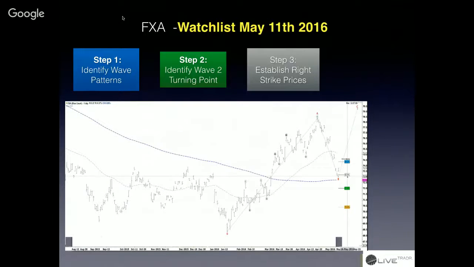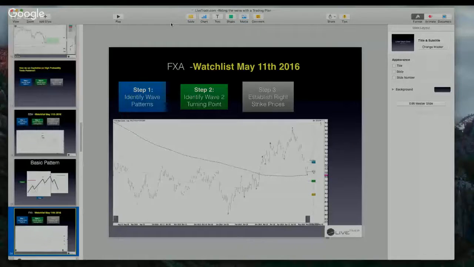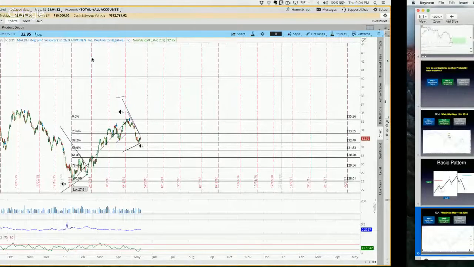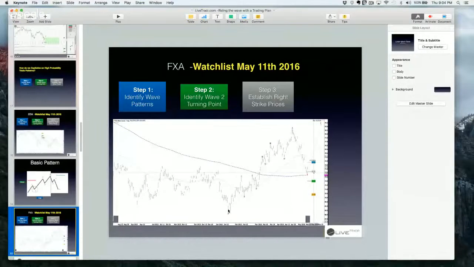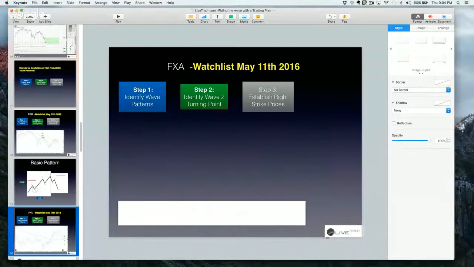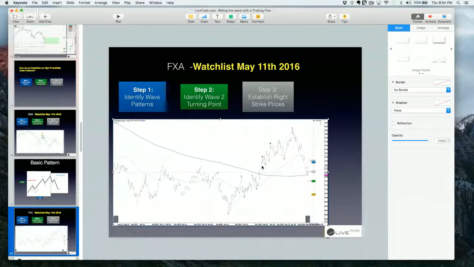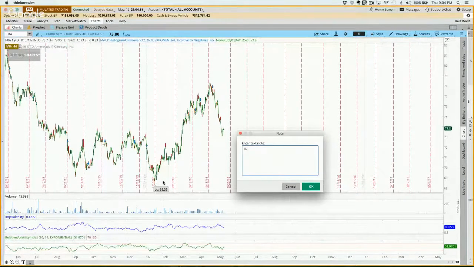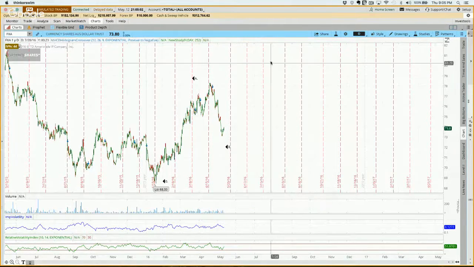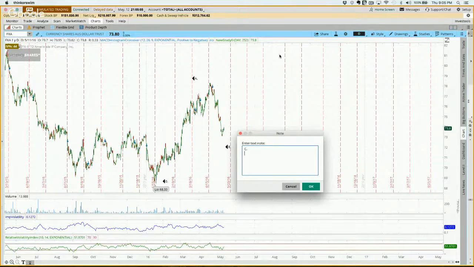And then FXA, same thing. We have an ABC correction for FXA. So the first thing to do is plotting those wave counts, 0, A, B, and C. Okay. Drawings, text node, 0, A, B, and C will be probably up there.